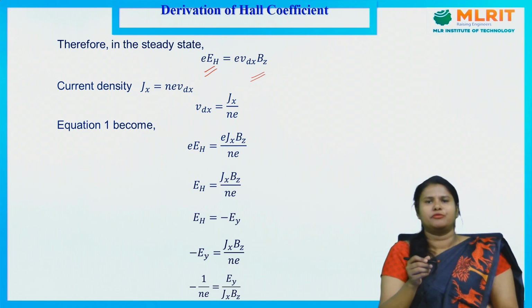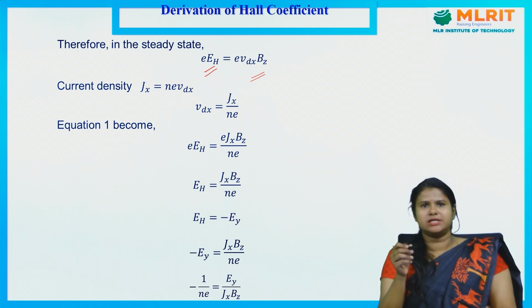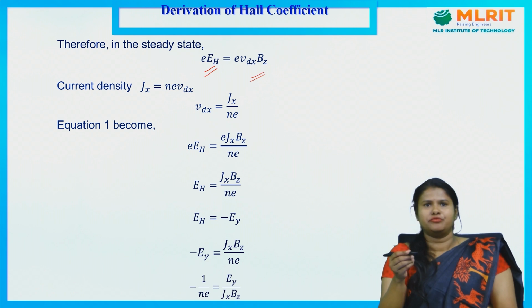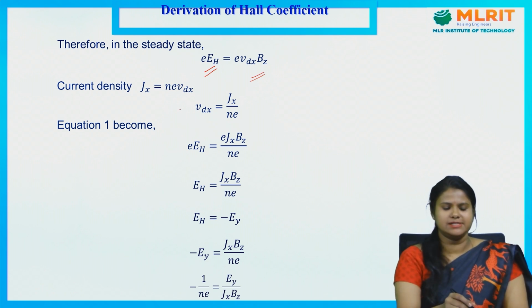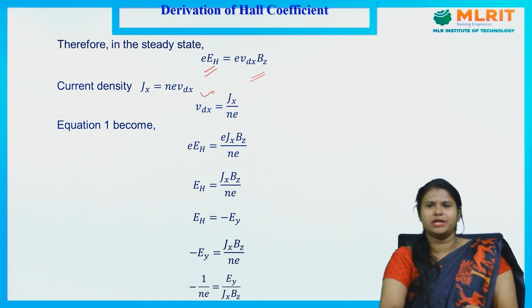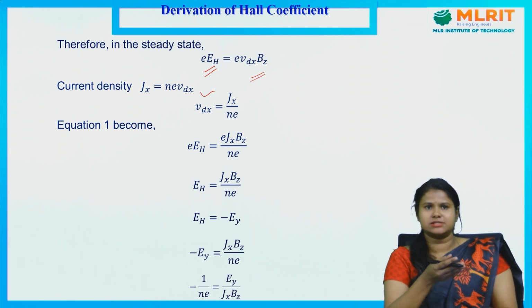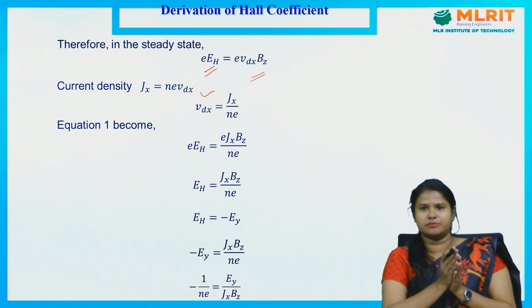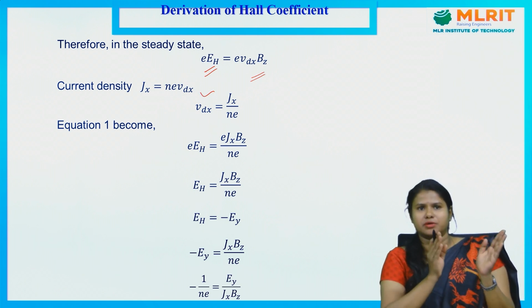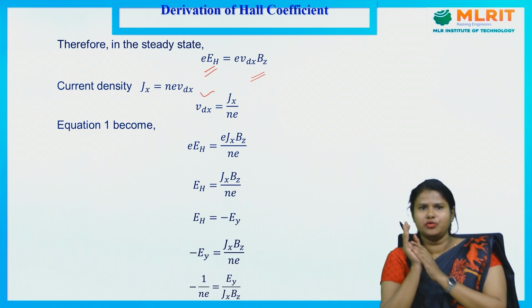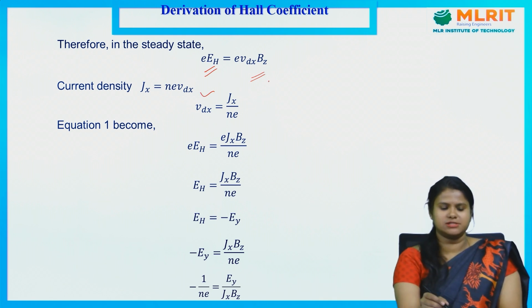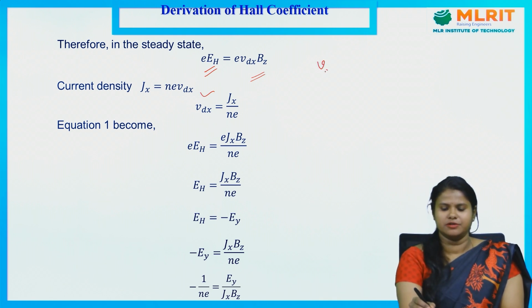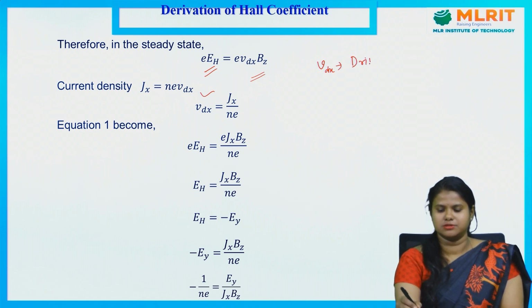And we can express this in terms of current density. We know the current density Jx is equal to n e Vdx. This x stands for the direction of the current density. So current density is n e into the drift velocity, where Vdx is the drift velocity of electrons.